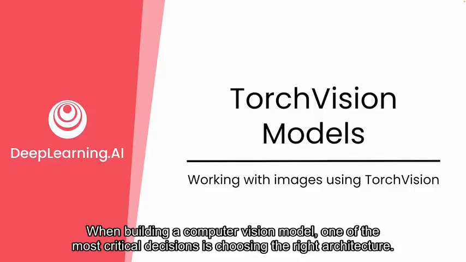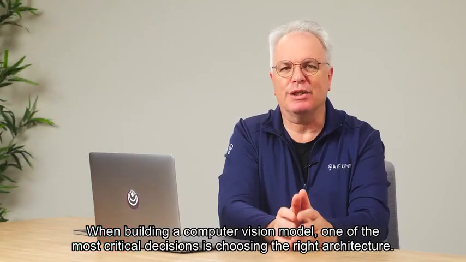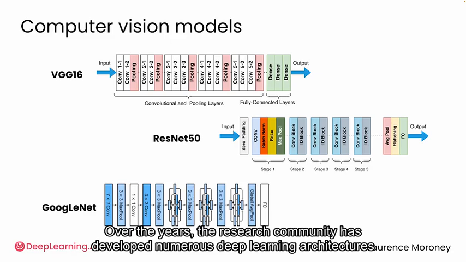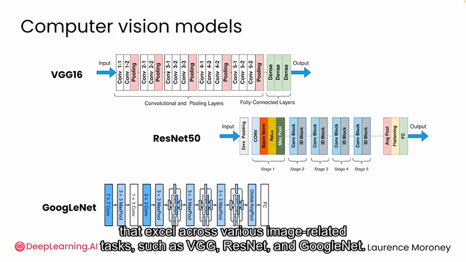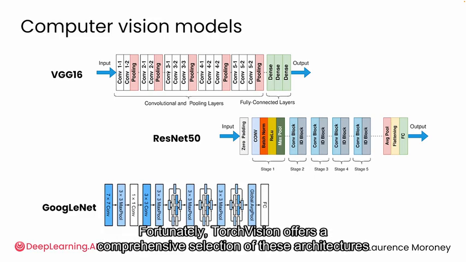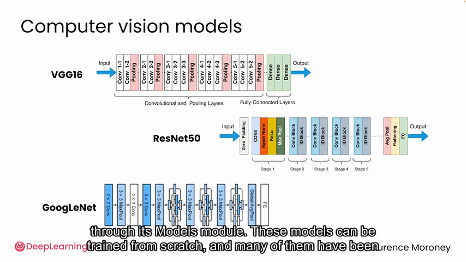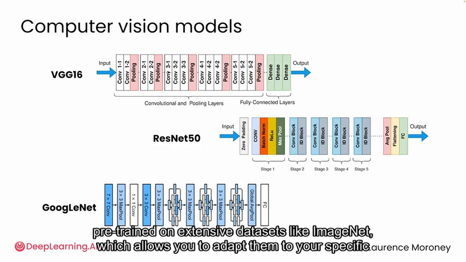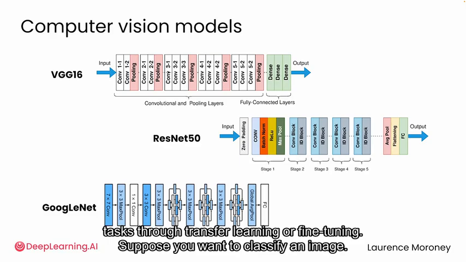When building a computer vision model, one of the most critical decisions is choosing the right architecture. Over the years, the research community has developed numerous deep learning architectures that excel across various image-related tasks, such as VGG, ResNet, and GoogleNet. Fortunately, Torch Vision offers a comprehensive selection of these architectures through its Models module. These models can be trained from scratch, and many of them have been pre-trained on extensive datasets like ImageNet, which allows you to adapt them to your specific tasks through transfer learning or fine-tuning.